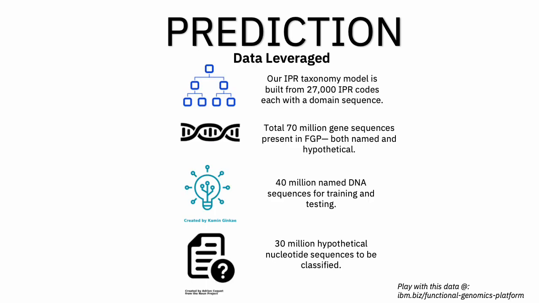In order to construct this functional predictor, we leveraged 27,000 IPR codes, each with at least one domain sequence. We use 70 million gene sequences which are present in the functional genomics platform. This is maintained by IBM, specifically by my team. These 70 million gene sequences contain approximately 40 million named DNA sequences which are used for training and testing, and about 30 million hypothetical nucleotide sequences which are to be classified.